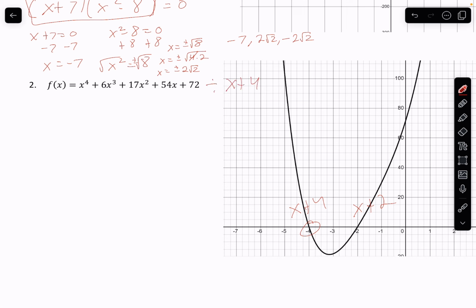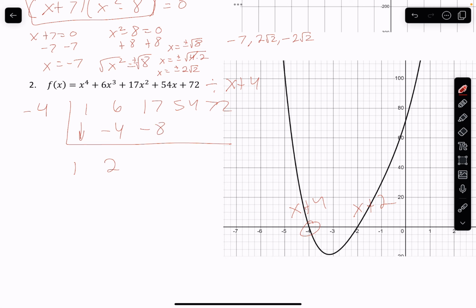All right. So when I take my polynomial and divide it by x plus 4, I put a minus 4. I get 1, 6, 17, 54, and 72. I drag my 1 down, negative 4, 2, negative 8, 9, minus 36, and then 54 minus 36 gives me 18. And 18 times negative 4 gives me negative 72, which, again, should leave no remainder. If this is a factor, when I do my synthetic division, I shouldn't get a remainder, because factors don't give you remainders.